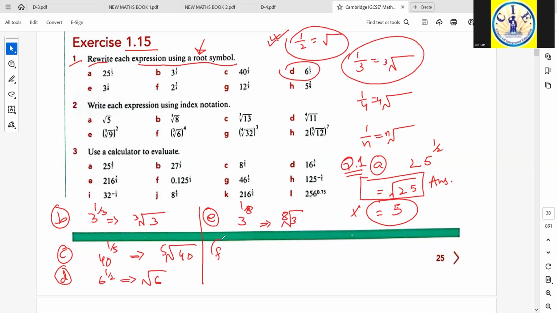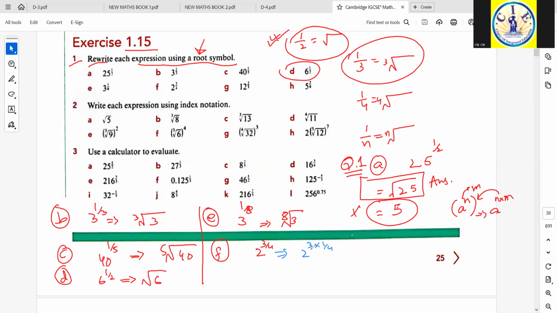For part F now, continuing on the same pattern, we can see that it is 2 raised to power 3 by 4. Since we know that in case of laws of indices, whenever a number A has got a power n, let's suppose, and whole power m, both the powers can be multiplied, n times m. So I can use it in the reverse order. Let me clarify. It can be written as 2 raised to power 3 times 1 by 4.